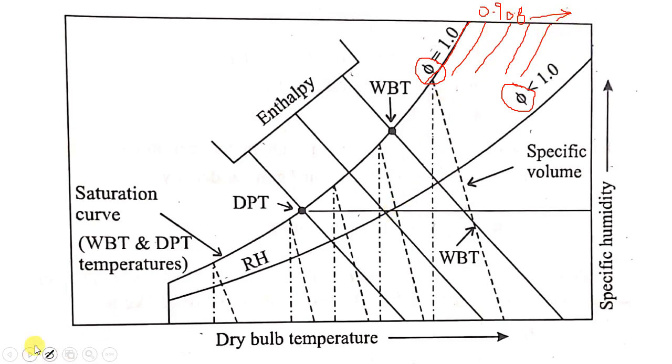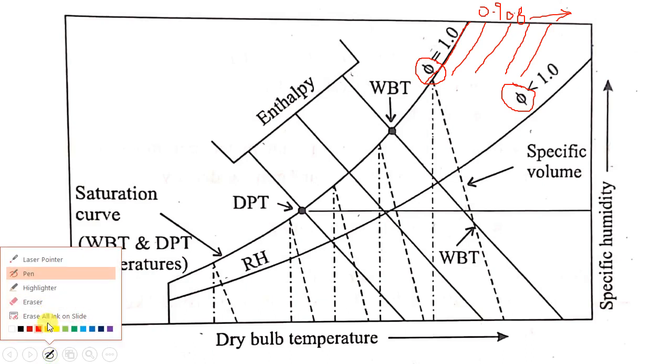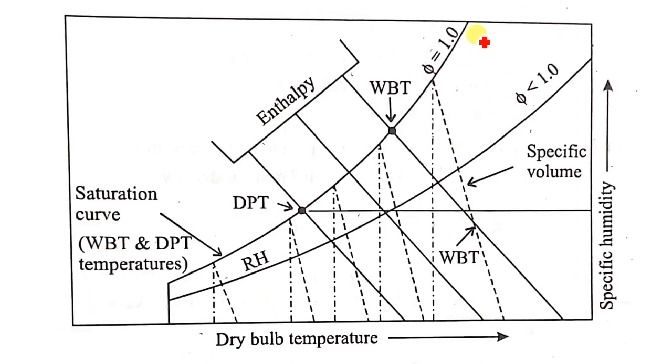Okay, next, the curve which is exactly here, that means the curve whose relative humidity is 100%. The relative humidity of this particular curve is how much? It is 100%. Then this particular curve is known as the saturation curve. Remember this. When the relative humidity of a curve is 100%, then that is known as a saturation curve.